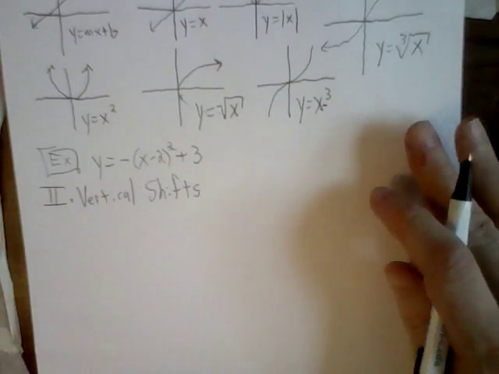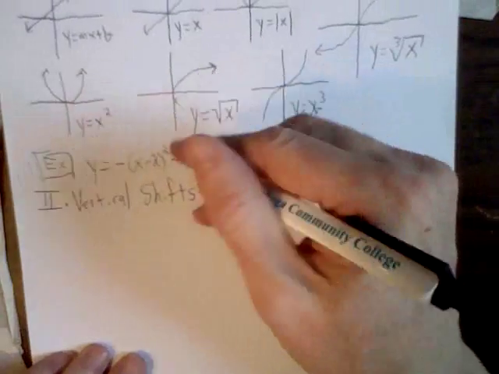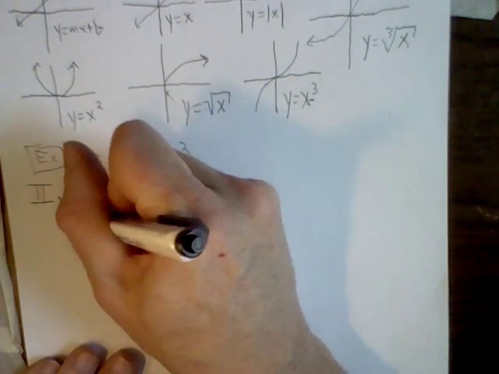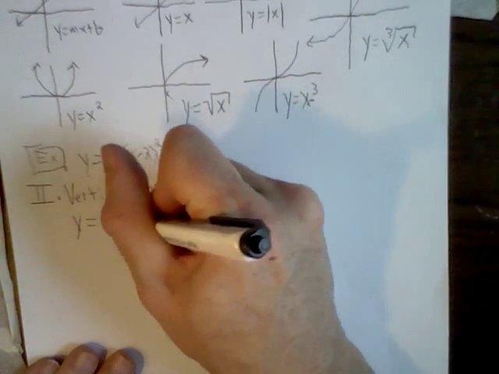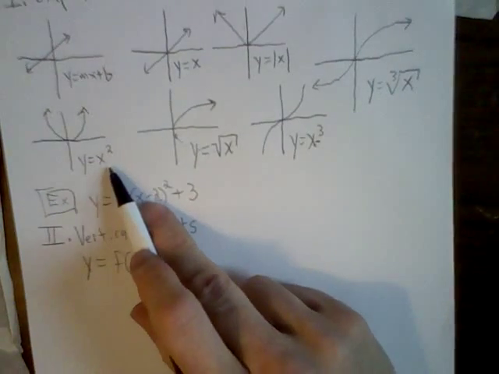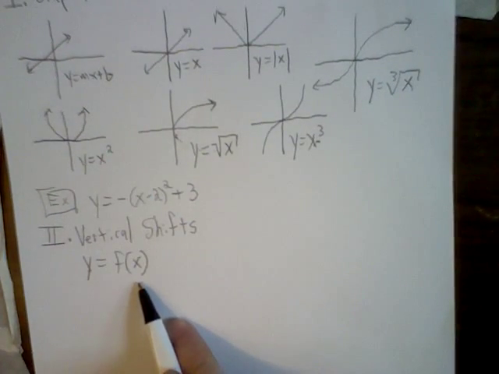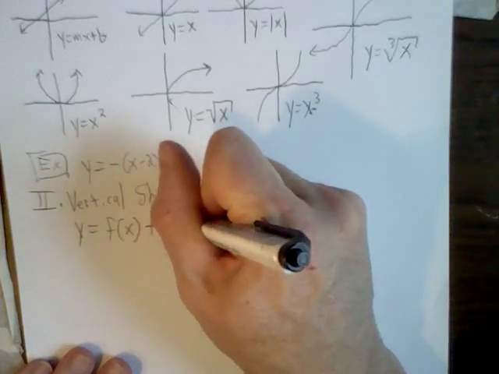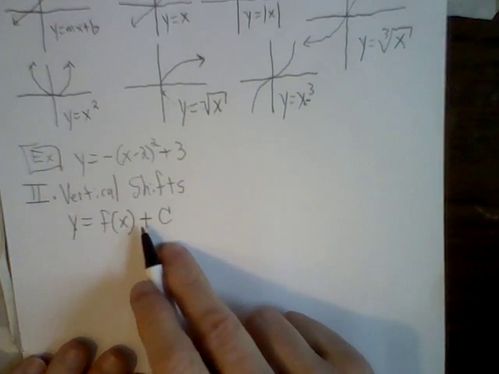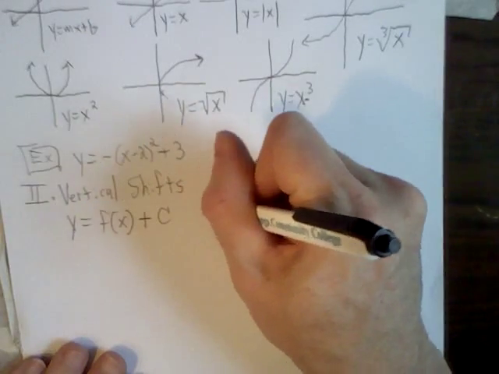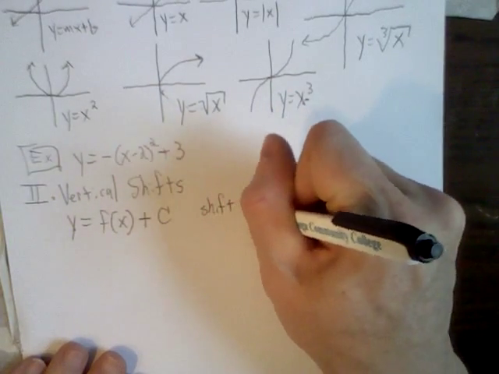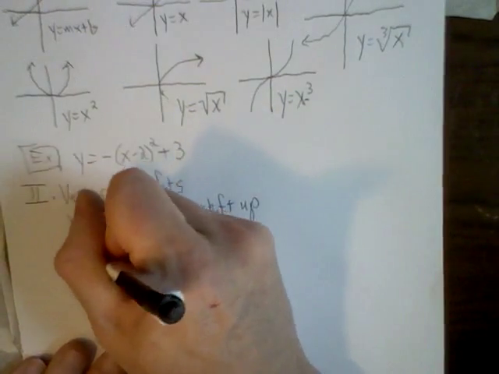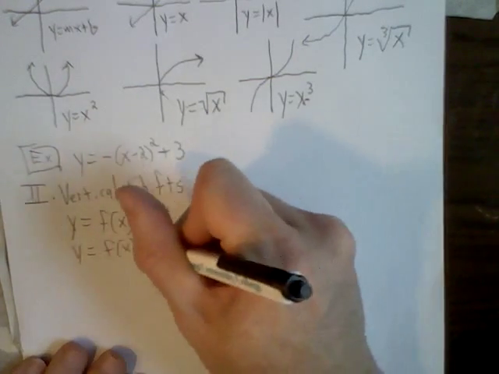Okay, so the first kind of transformation are the vertical shifts, and basically you'll see your fundamental graph written out, and then you'll either have a plus or a minus some positive constant. So if it's plus something, that's going to shift it up. If it's minus something, it's going to shift it down.